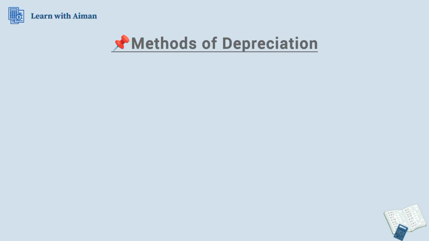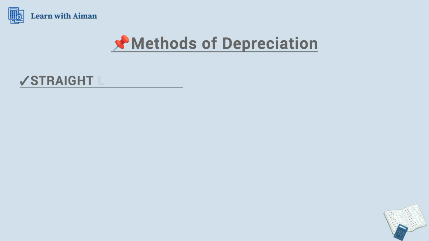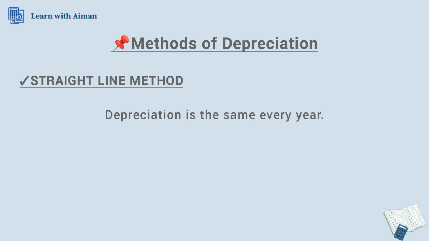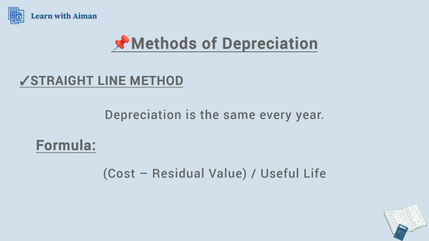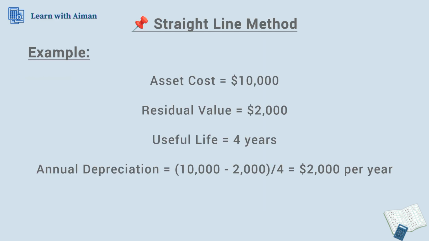Methods of depreciation: straight line method, reducing balance method. Straight line method. Depreciation is the same every year in this method. So the formula: cost minus residual value over useful life. For example, asset cost is $10,000, residual value is $2,000, useful life is 4 years. By applying the formula, we get our annual depreciation: 10,000 minus 2,000 over 4. So we get $2,000 per year.